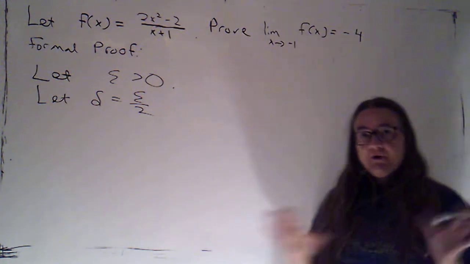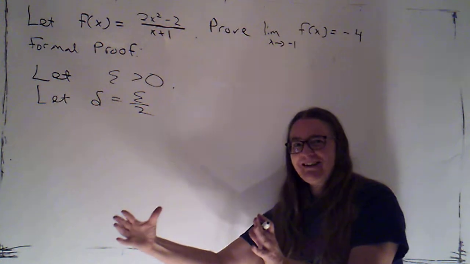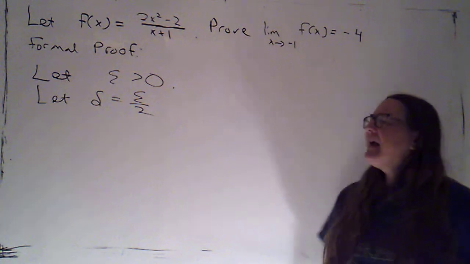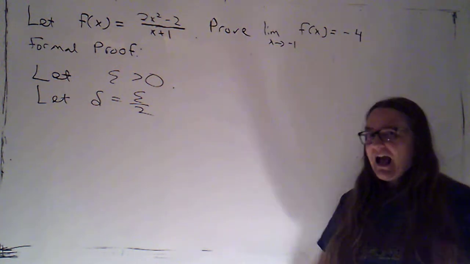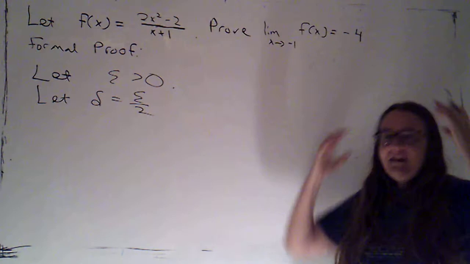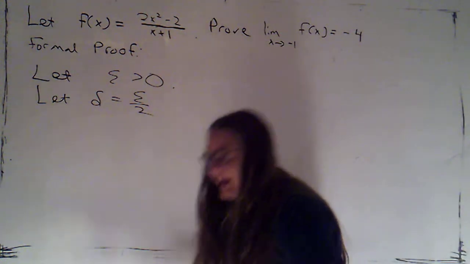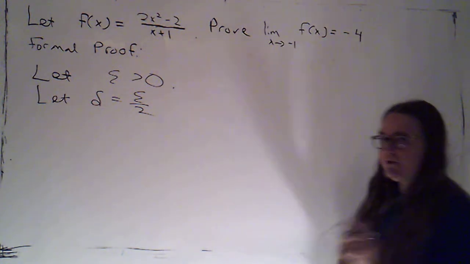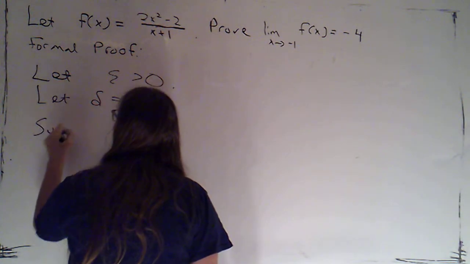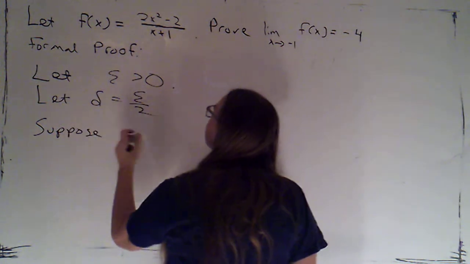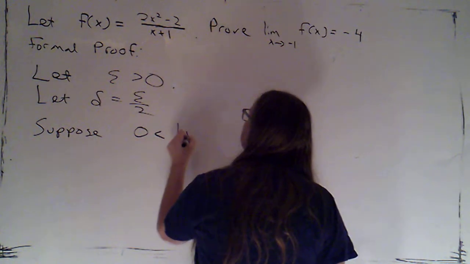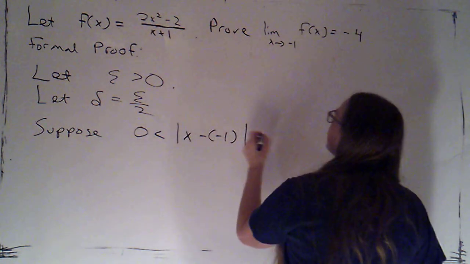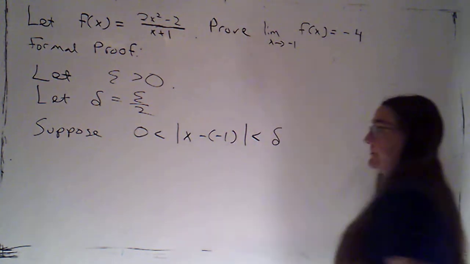And now I want to prove this if-then, that if my delta inequality is true, then my epsilon inequality is true. So I'm doing a thought experiment. I'm going to suppose the if part. That's like walking into my lab, making the if part true so that I can then sit back and observe what follows from that. So I'm going to suppose that 0 is less than the absolute value of x minus a negative 1 is less than delta.